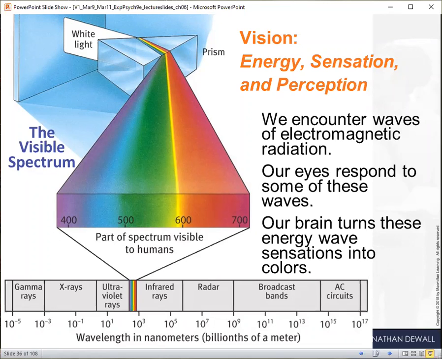So at the upper left, we have this white light going into this prism, which breaks the white light up into its constituent parts. And then at the very bottom, we see the wavelengths, all the possible wavelengths listed there. We have gamma rays, X-rays, ultraviolet rays, infrared rays, radar, broadcast bands, and AC circuits. But in the little middle between ultraviolet and infrared, we have a small sliver. That is the visible spectrum. That small sliver is what we're able to see as human beings.